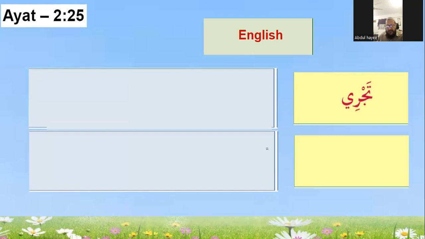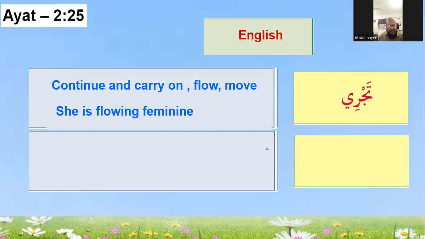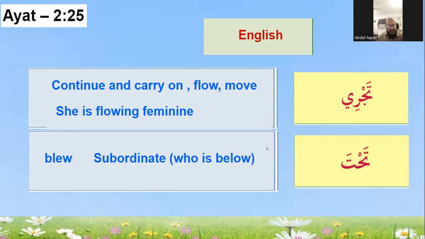The next word was tajri. Tajri means continues, carries on, flows, moves. She is flowing, feminine. The next is tahta. Tahta means below, subordinate, who is below.